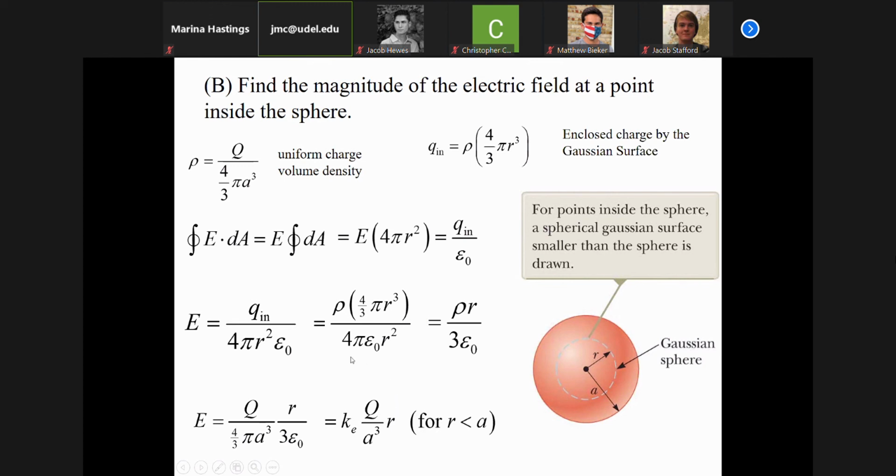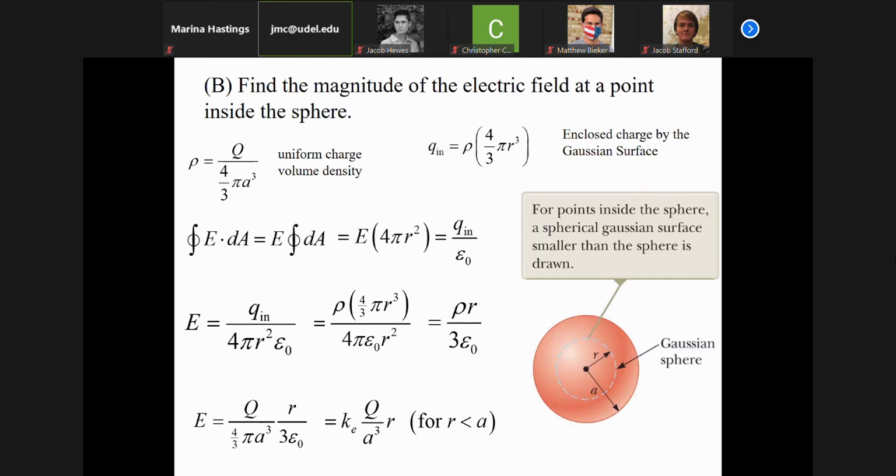So the electric field is linear with respect to r. The closer you are to the center of the charged sphere, the smaller r is, the smaller the electric field is. And once r is equal to 0 in this case, the electric field is 0. But that makes perfect sense, as your Gaussian surface then encloses 0 amount of charge at r equals 0. So it is consistent.